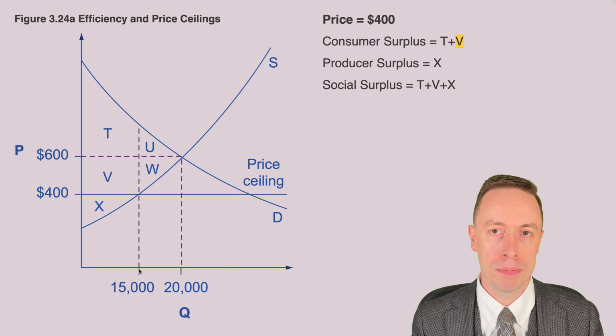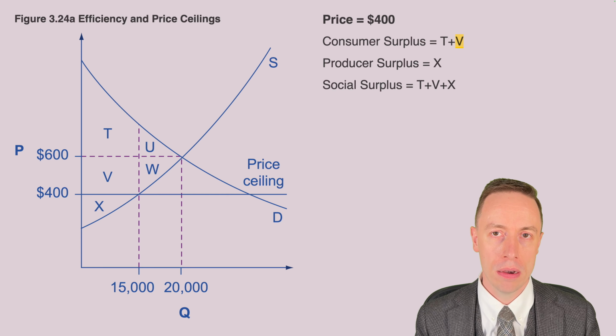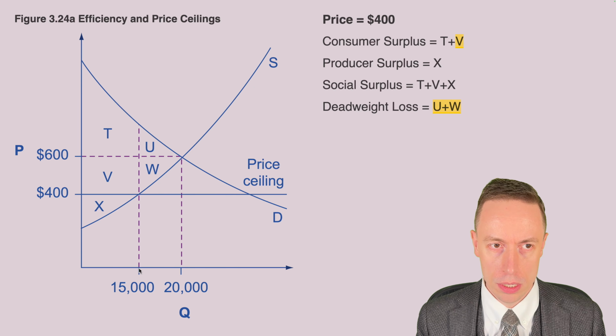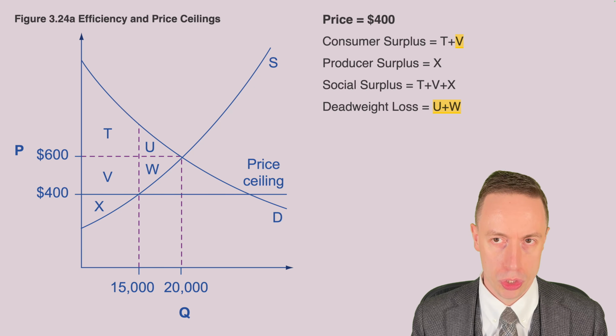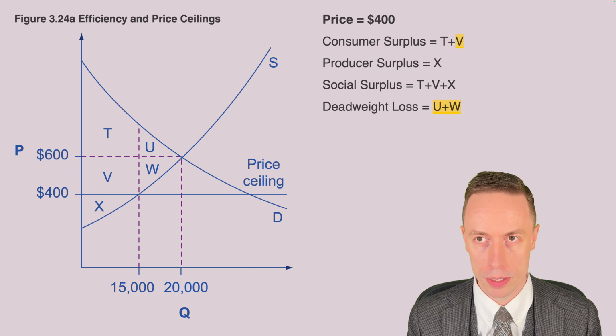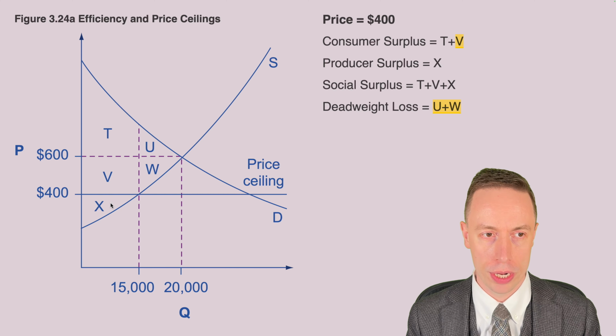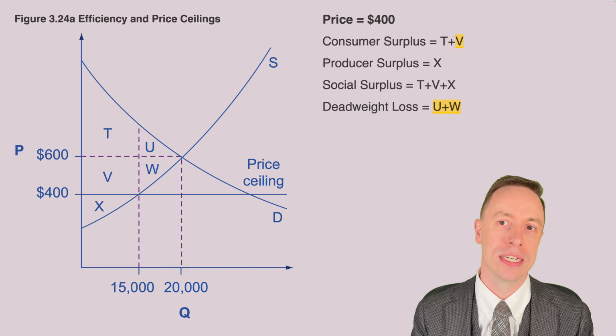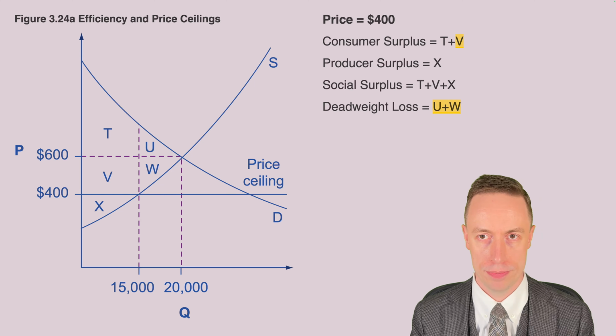So from the economic perspective, we would say, hey, we've got ourselves a deadweight loss here. The most social surplus that could be produced by this market, TUVWX, if there's no price ceiling, is no longer occurring. Now social surplus, TVX, is a lower amount. Or in other words, U and W are lost, are a deadweight loss.